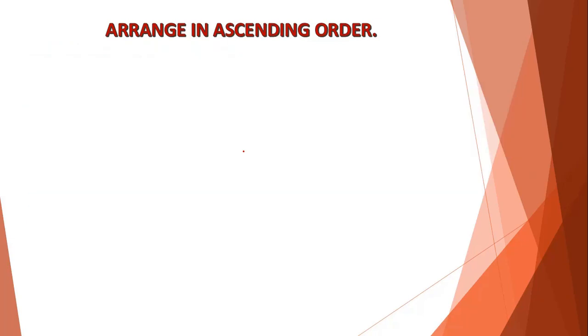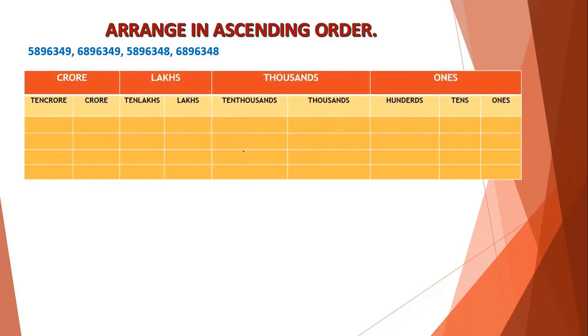We will take one more problem and we will understand it in a better way. We will do it in a very quick way. Just look at this. Here they are given a set of 4 numbers. First thing, we will arrange these numbers into the Indian place value chart. So we need to draw the place value chart like this: ones, thousands, lakhs and crore periods.